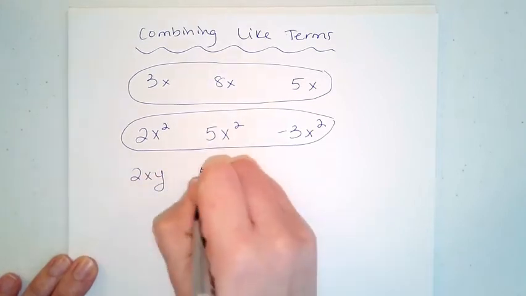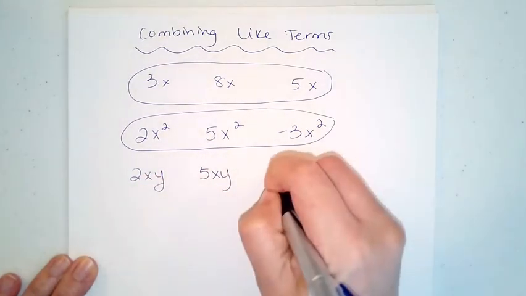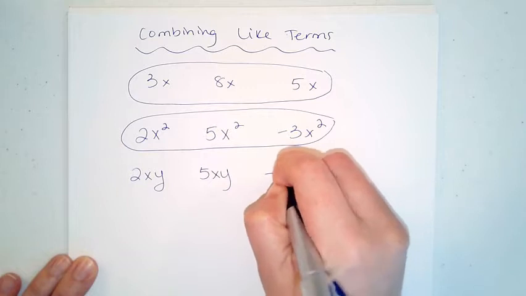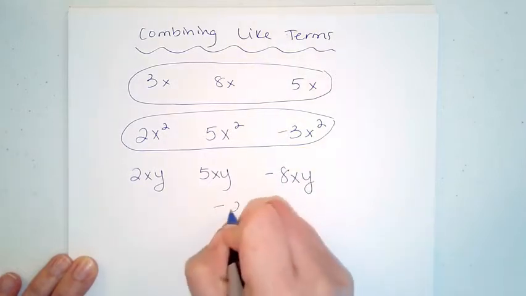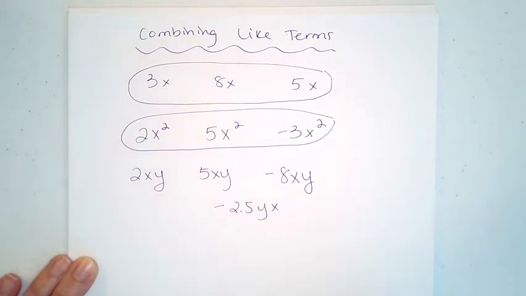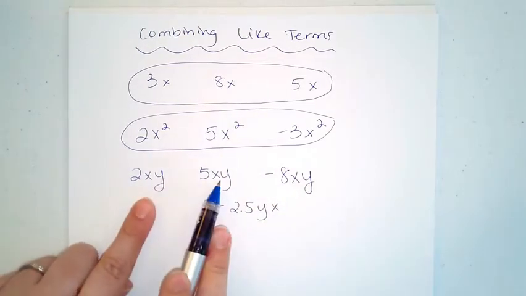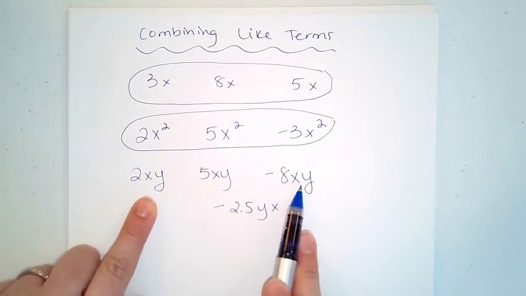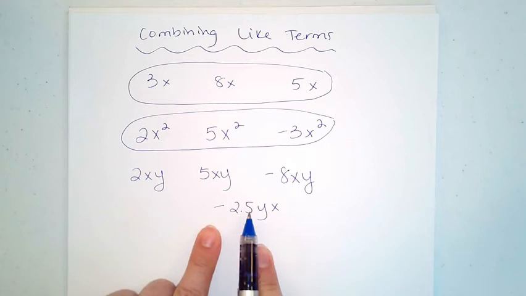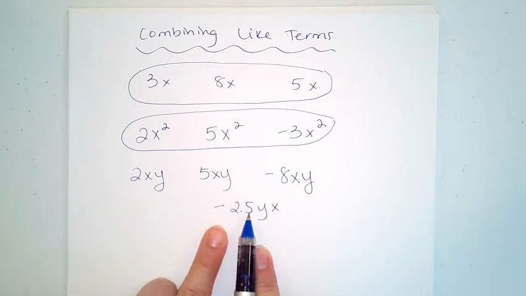2xy, 5xy, negative 8xy, and what about negative 2.5yx? Well, we've got two that look identical, xy. We have a negative, but it looks like an xy, so those are all the same. We have a decimal in here. We haven't looked at those, but those are okay too.